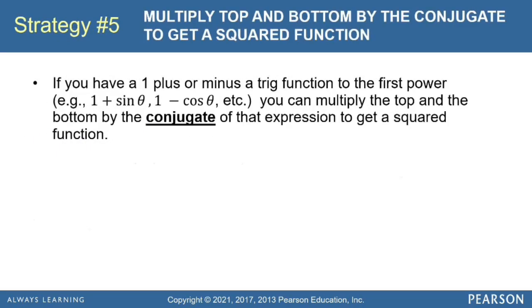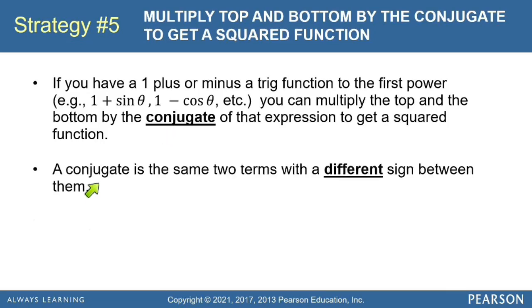So now here is strategy number 5, and that is to multiply the top and bottom of a quotient by the conjugate to get a squared function. So we need to talk about what a conjugate is. If you have 1 plus or 1 minus a trig function to the first power, for example, 1 plus sine of theta, or 1 minus cosine of theta. As long as it's two terms, you've got 1 plus or 1 minus, and then a trig function that's to the first power, then you can multiply the top and bottom of that expression by the conjugate of that expression to get a squared function.